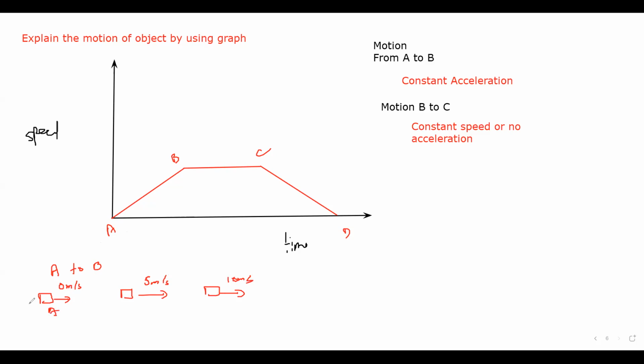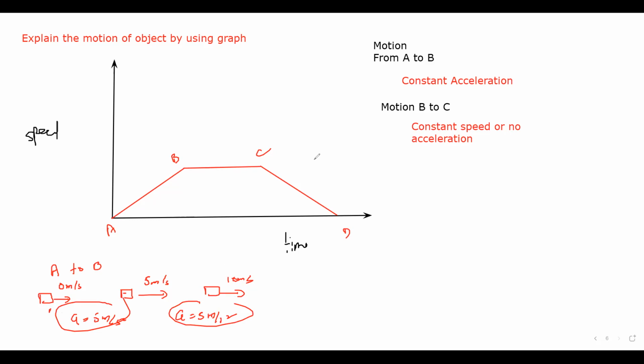From A to B we are calculating, so 3 points are there from A to B. When we are calculating acceleration, acceleration is a change in velocity. So here it is 5 meter per second squared, and this part also 5 meter per second squared. So from A to B, the speed is increasing, but the change in the speed is the same. That's why we use the term constant acceleration.